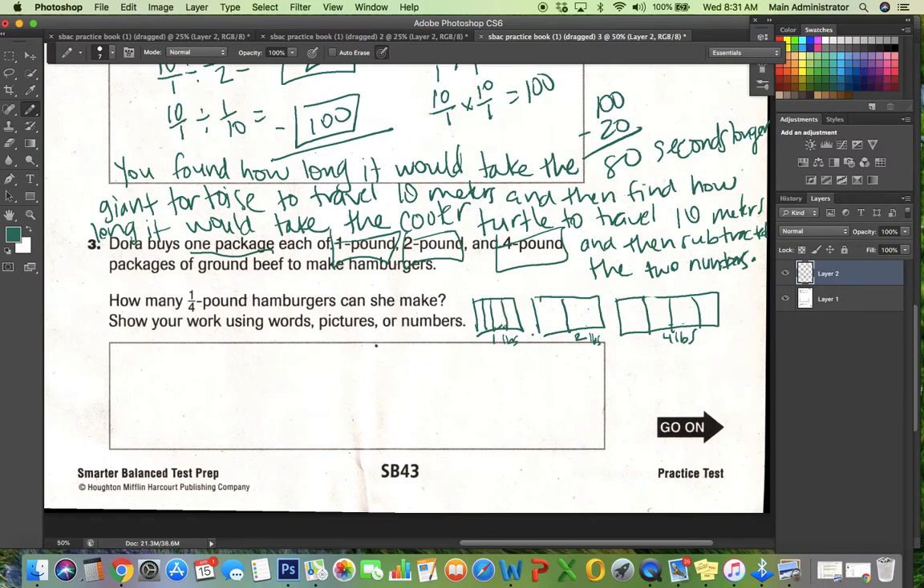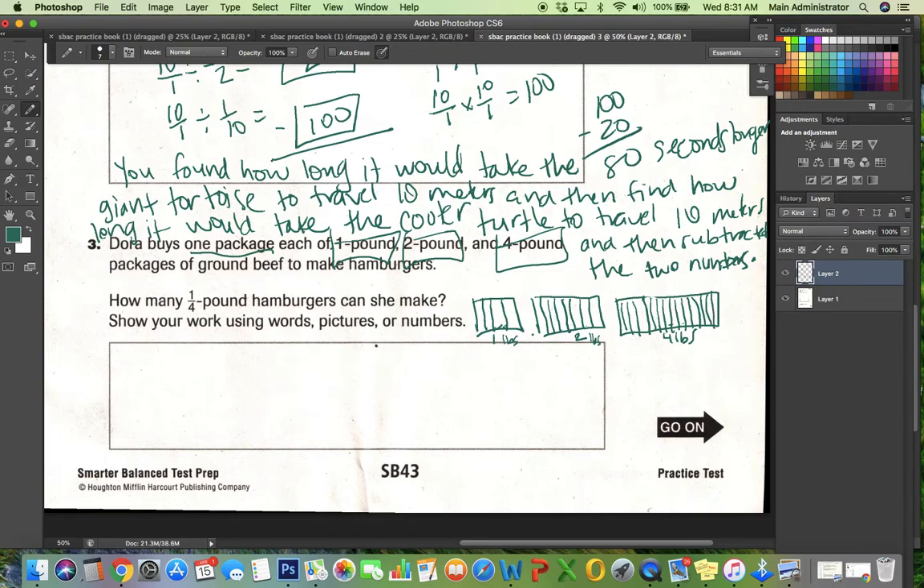Now I'm going to cut this pound into 4. 1, 2, 3. And this pound into 4. 1, 2, 3. And this pound into 4. 1, 2, 3. And this pound, 1, 2, 3. And this pound, 1, 2, 3. And this pound, 1, 2, 3.